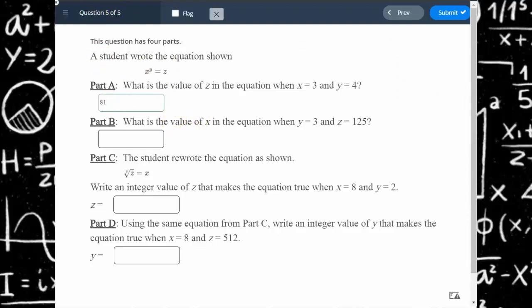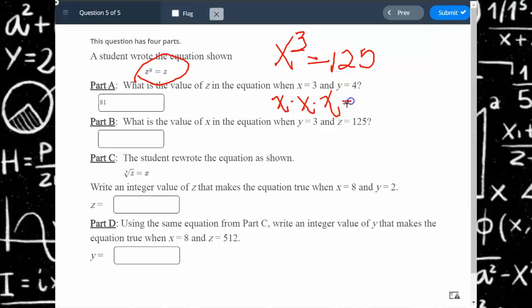Part B. What is the value of x in this equation if y is 3 and z is 125? So we want to know what value cubed is equal to 125. Remember, this is repeated multiplication. So we want to know x times x times x is 125. What perfect cube would be that? I just happen to know that 5 times 5 times 5 is 125. So the value of x is 5. You could also do this by finding the cube root of both sides. And the cube root of 125 is 5.